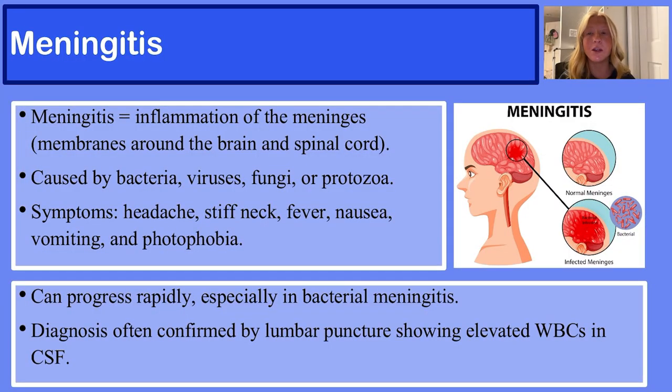So first is meningitis. This is one of the most feared nervous system infections because of how fast it can develop, and sometimes it's even within hours. So the inflammation affects the meninges, which protect and nourish the brain and spinal cord. So when it's infected, these membranes will swell and compress the neural tissues.